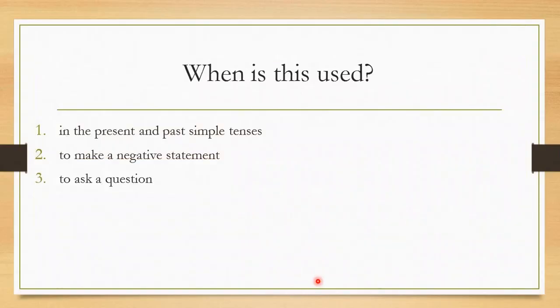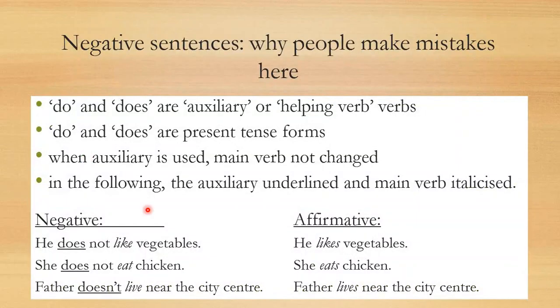We use does and did in two tenses, in the present simple tense and in the past simple tense. And we use these two forms of the helping verb to make a negative statement and to ask a question. Now, how do you make a negative sentence? We do it like this.